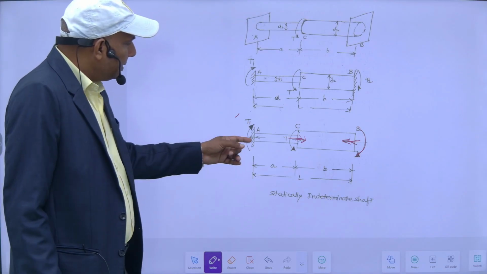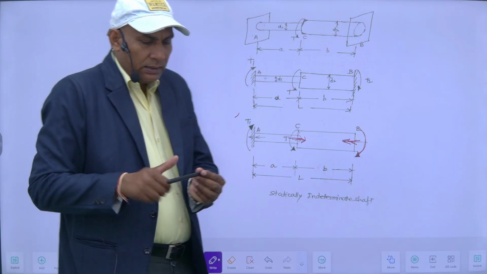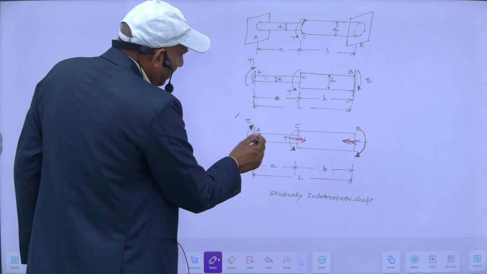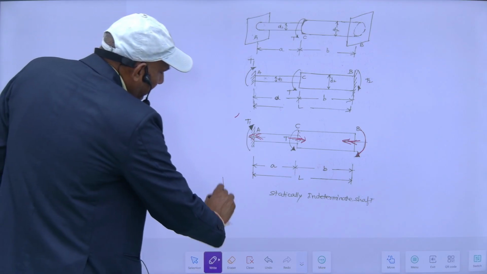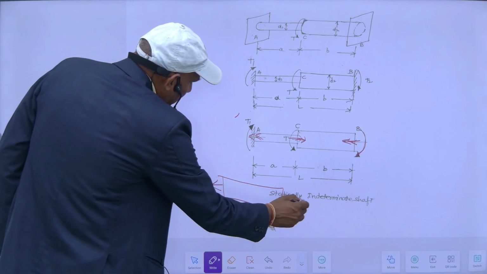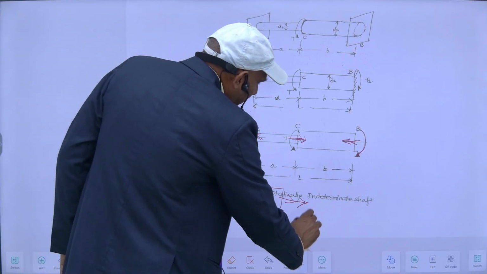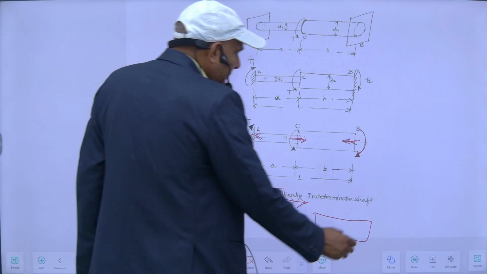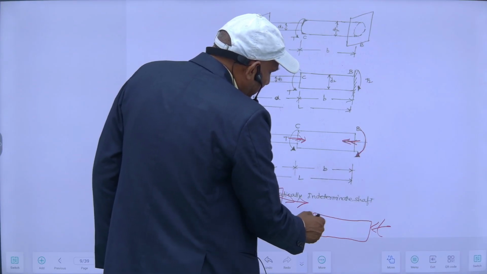And at this end A, the direction of the torque is clockwise. Clockwise will be represented by this one. Here I can easily draw the diagram. So for the AC portion it will be like this, and for the CB portion it will be like this. So if it is like this here, it will be opposite of this one.